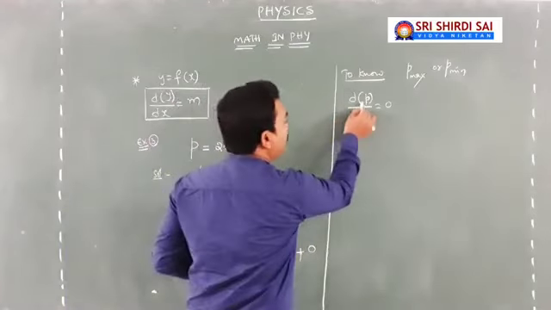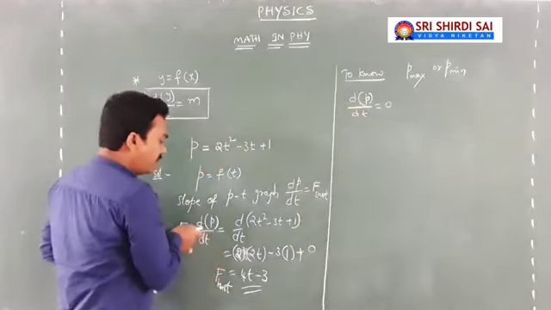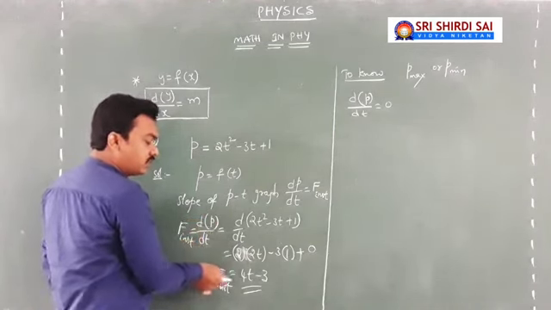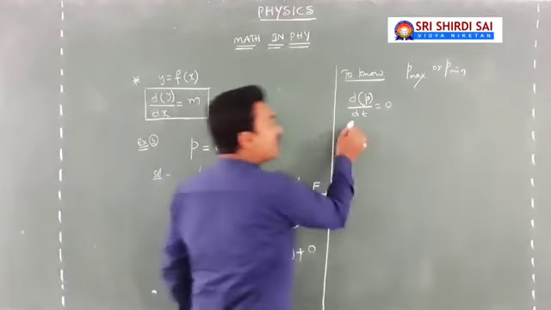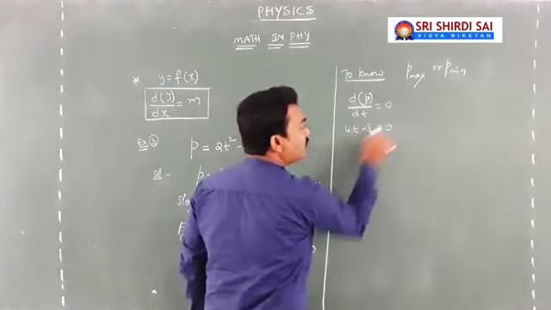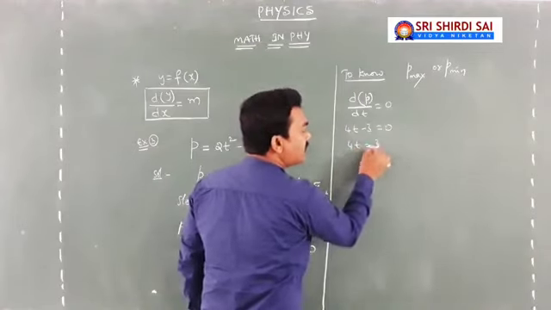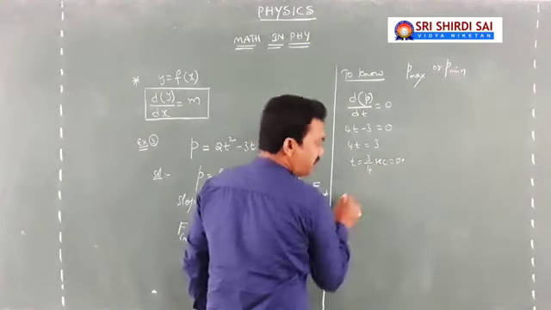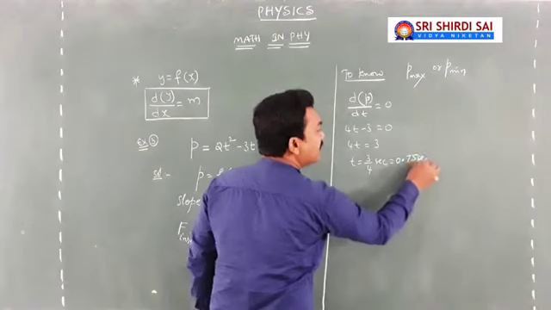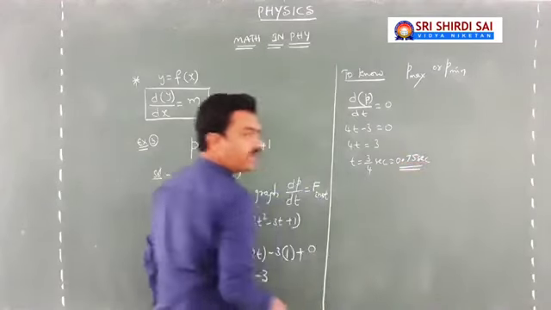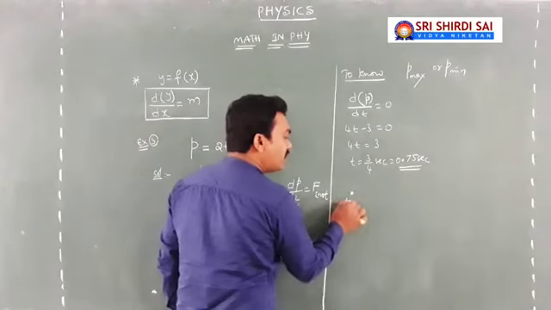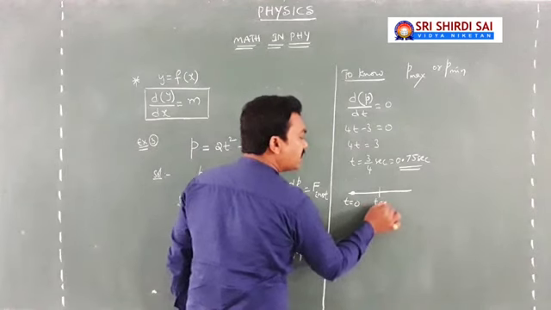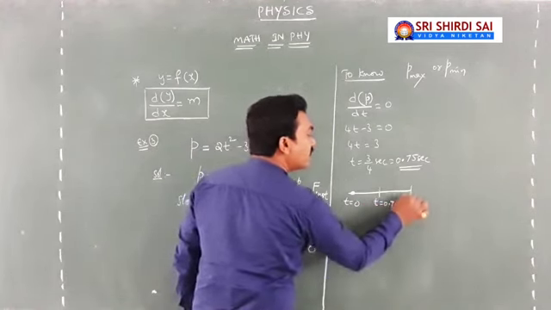That means, what is the derivative of p with respect to time here? The derivative of p with respect to time you calculated already, of course, the instantaneous force, which is 4t minus 3. So here equalize 4t minus 3 equal to 0. Then 4t equal to 3. Then t equal to 3 by 4 seconds. 3 by 4 means 0.75 seconds, where t equal to 0 means the moment you started your observation. So t equal to 0.75 seconds.